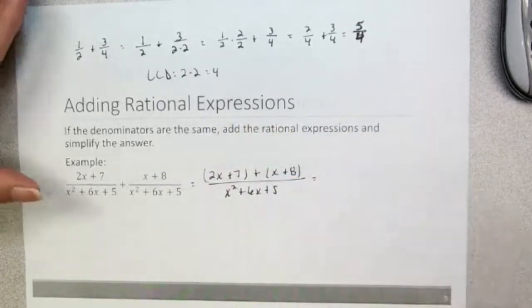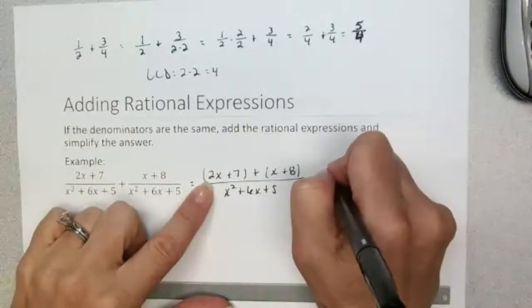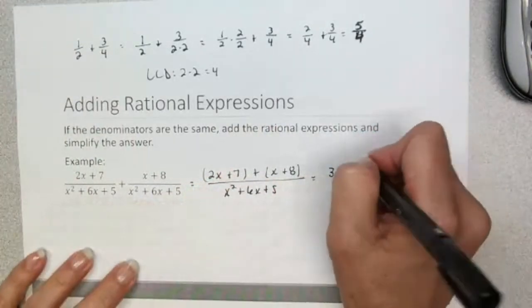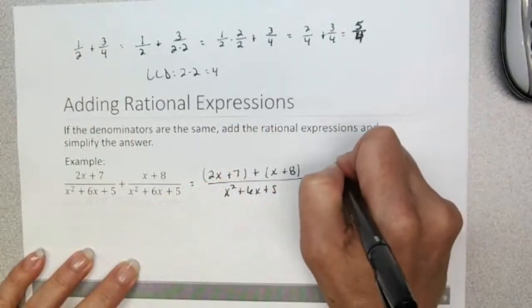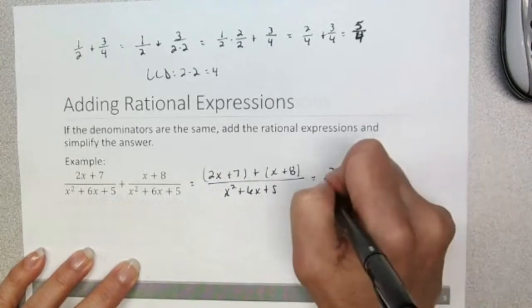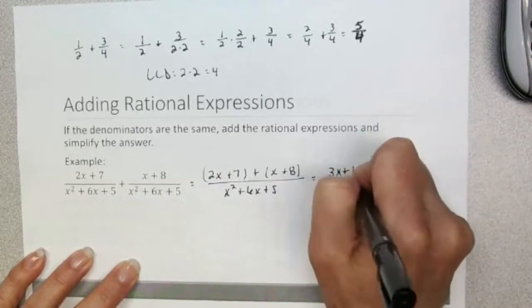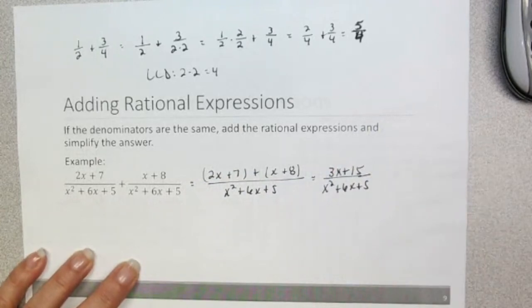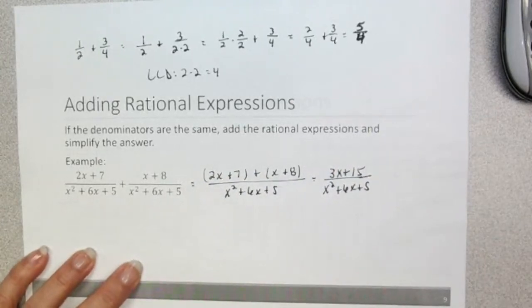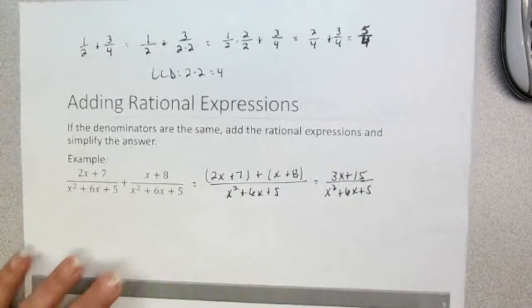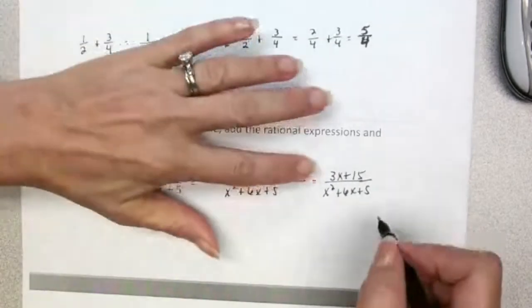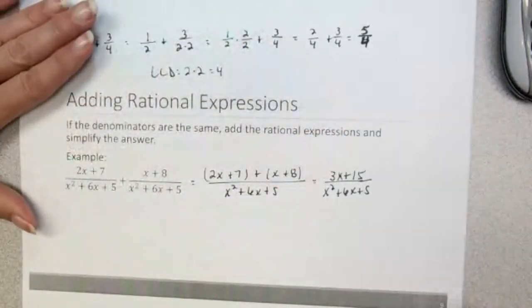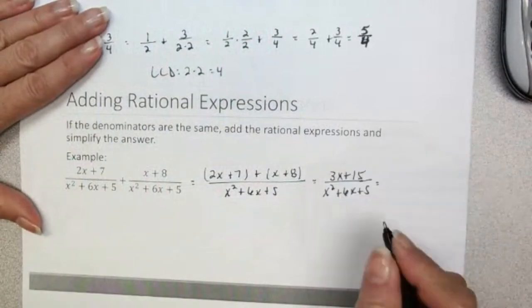And let me simplify that numerator a little bit. 2x plus x is 3x, and 7 plus 8 is 15. So 3x plus 15 over x squared plus 6x plus 5. Now I want to be careful here. This rational expression, I might be able to simplify it. If I can, I definitely want to do that. So let's factor the numerator and the denominator and see if it will simplify.